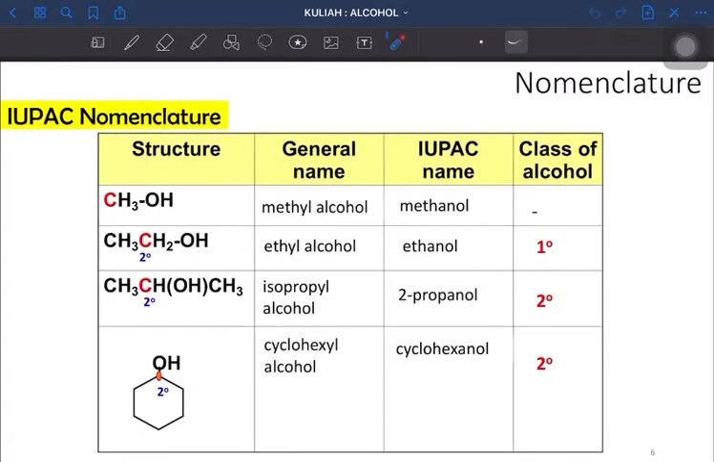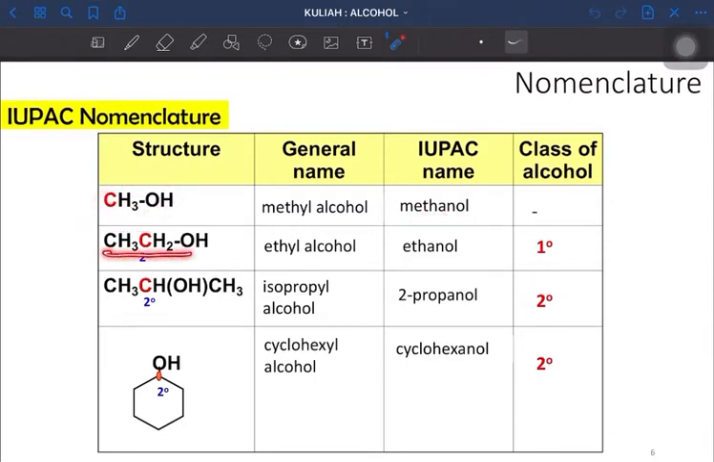Now, let's look into this table. Okay, we have this methyl alcohol. So to name the alcohol using IUPAC nomenclature, if you look at this structure, we have this methyl alcohol. This is the general name, methyl alcohol, but the IUPAC name is methanol.